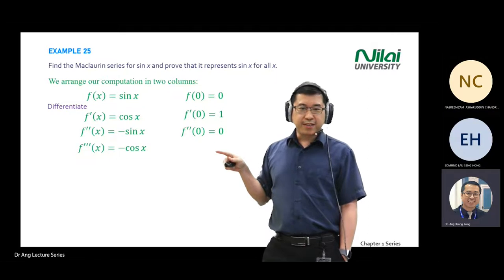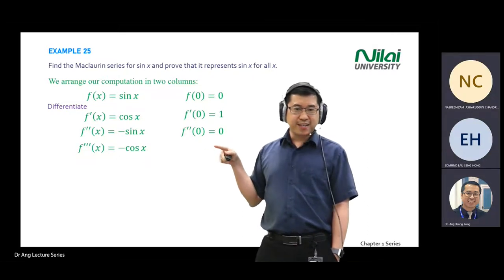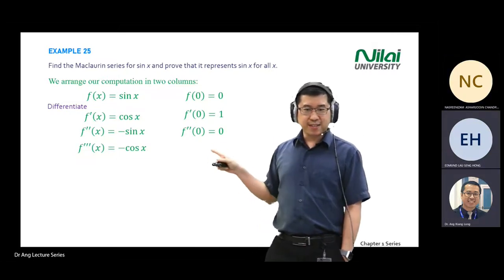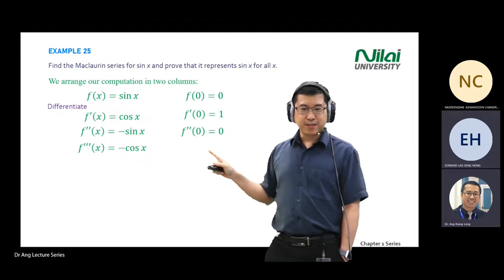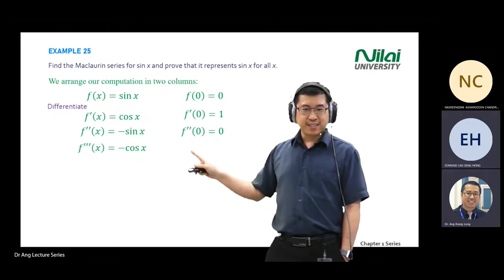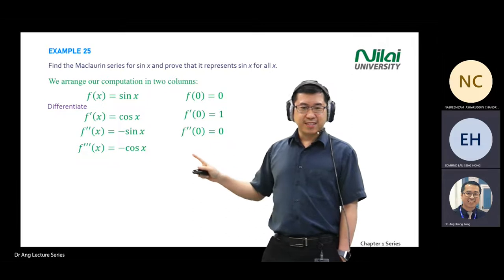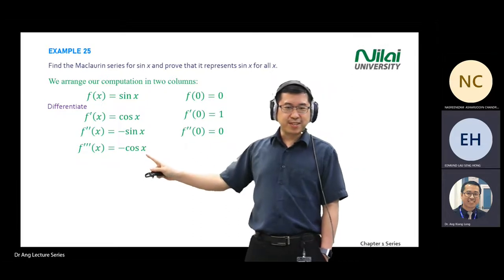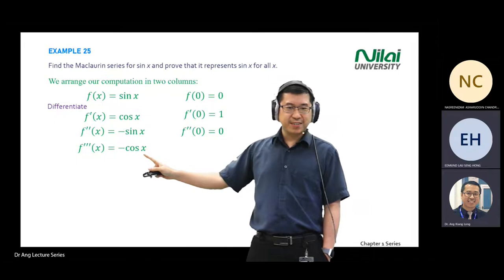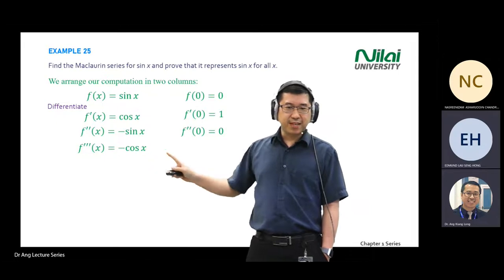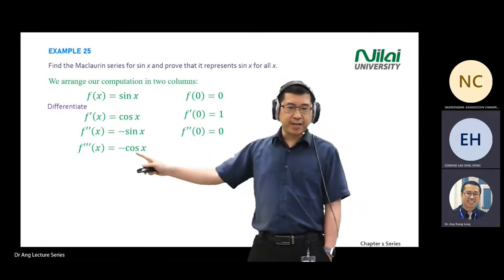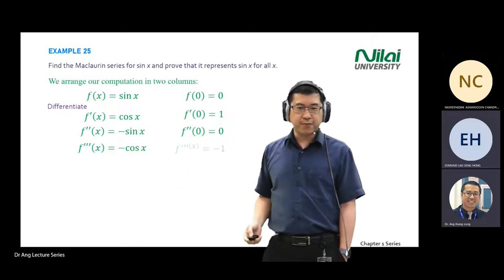And Edmund, can you guess what will happen here? What will happen in this space? What should you write? F triple prime, bracket zero, equal to. Substitute zero here. So cos zero equals what? Negative one. Okay, so cos zero equals one, but you have a negative in front, so negative one.